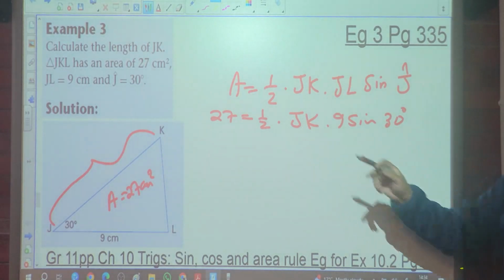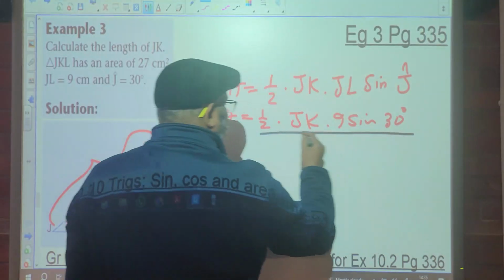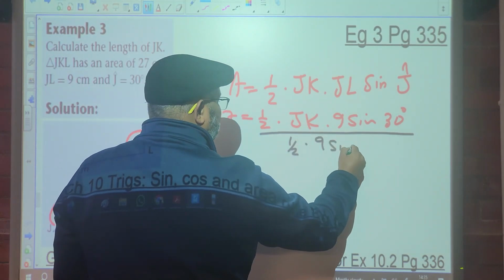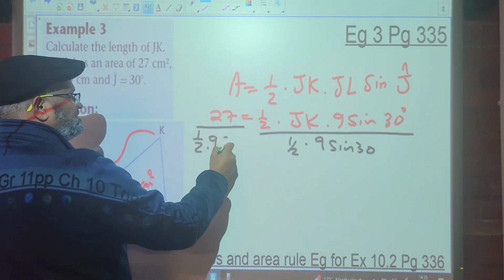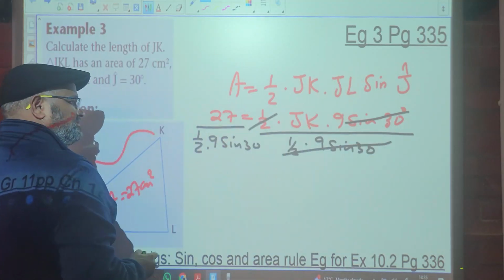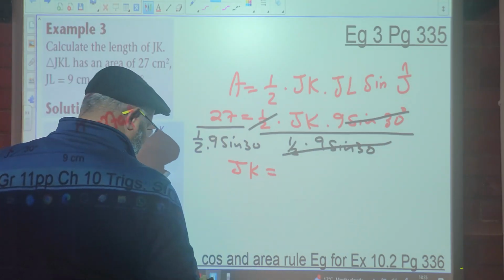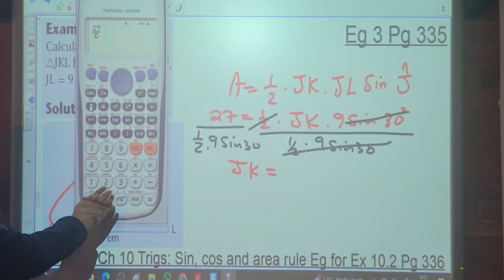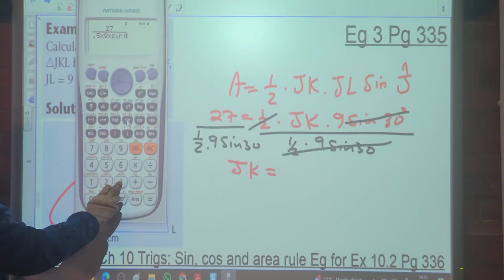How do I get JK on its own? Divide both sides by the half times 9 sine 30. That is gone. So what do we have? JK is equal to 27 over a half times 9 times sine 30. Put that in the calculator.